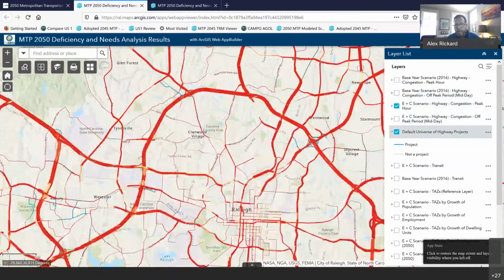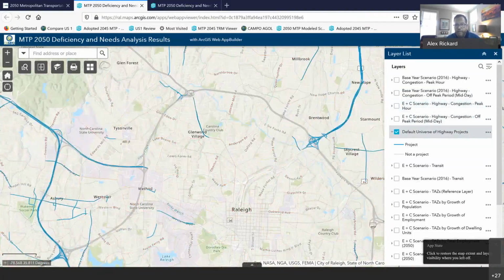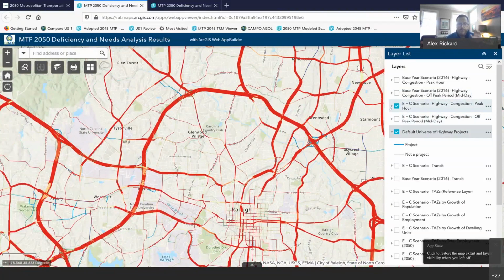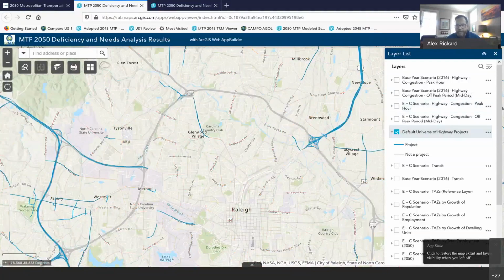There won't always be a solution for the congestion. If you look on 440, there are no plans to widen 440, and that's fine, but there is definitely congestion there. So you will see congestion in some places, and that'll be okay. Let me move on down.